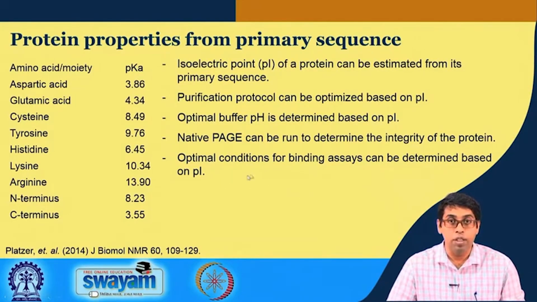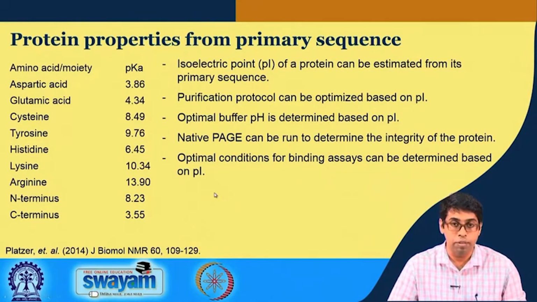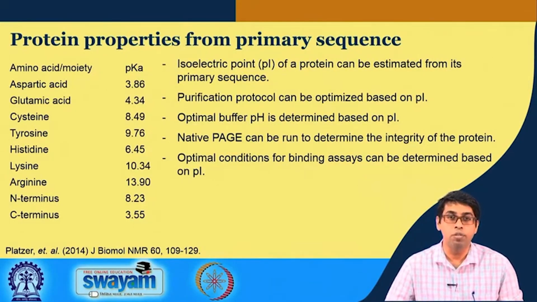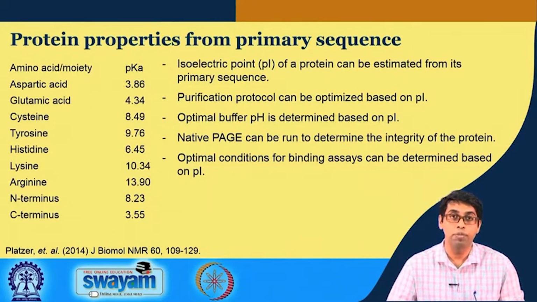Finally, the optimal conditions of the binding assays can be determined based on the pI of your protein. So, for example, if the protein binds nucleic acid, which is negatively charged, you would want your protein to be positively charged, so that you will choose a buffer condition where the pH of your buffer is less than the pI of your protein.